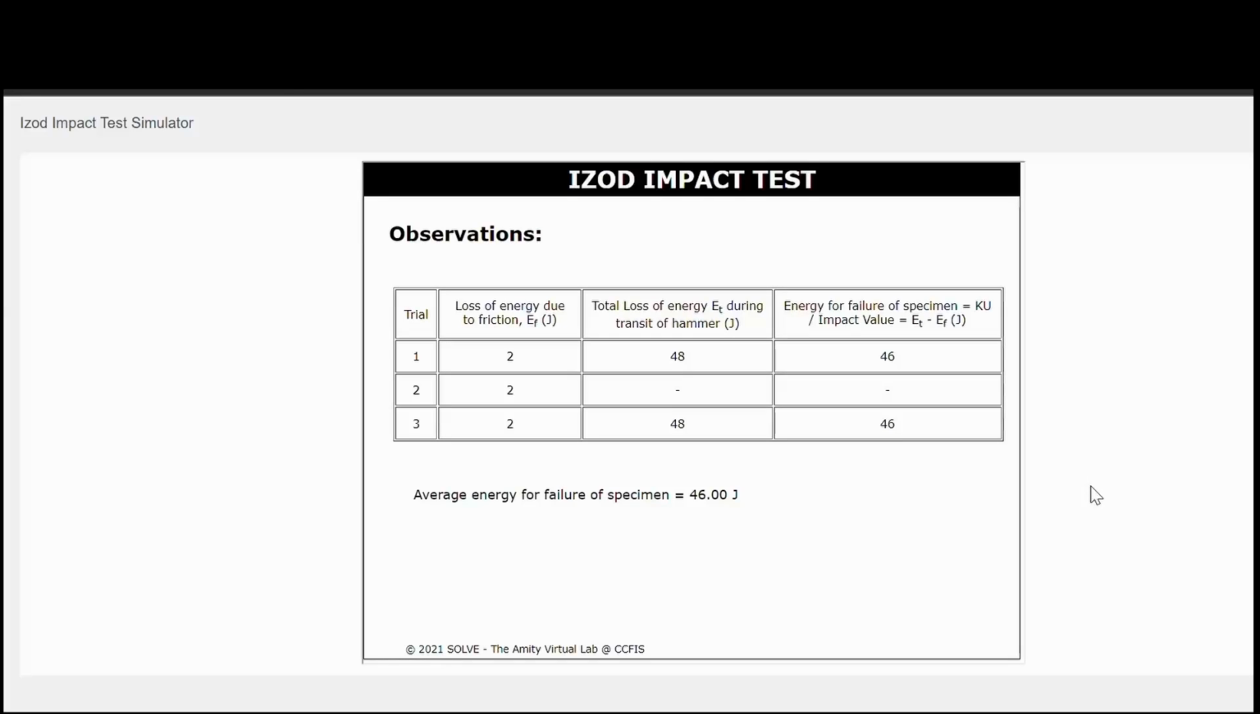Observation for overall: loss of energy due to friction for trial 1 is 2, trial 2 is 2, trial 3 is 2. Total loss of energy ET during transit of hammer for trial 1 48, for trial 2 0, and for trial 3 is 48. Energy for failure of specimen equals KU over impact value equals ET minus EF. For trial 1 is 46, for trial 2 0, and for trial 3 is 46. Average energy for failure of specimen equals 46.00 joule.